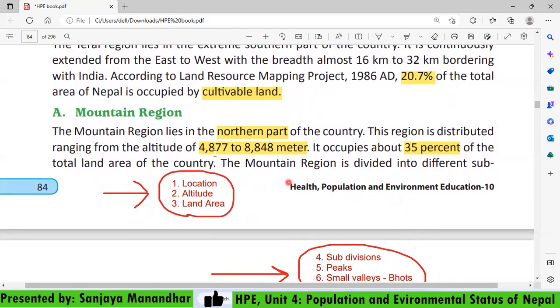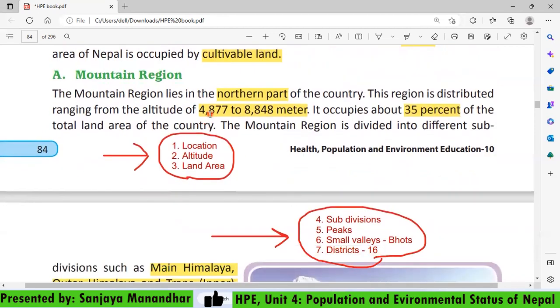Okay, now let's go to the mountain region. I have highlighted that it lies in the northern part. Here I have written one number. While reading, you take out the main points. Don't study unnecessary things. You take out necessary things and make notes. I have given here number one, location. Under location, the mountain region lies in the northern part.